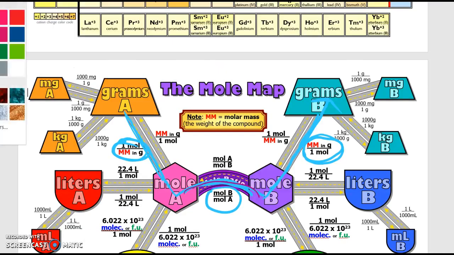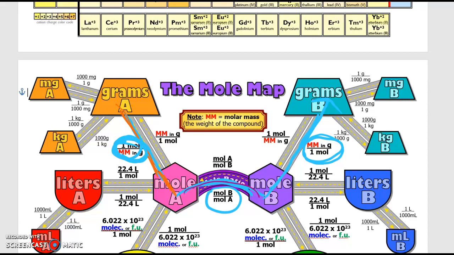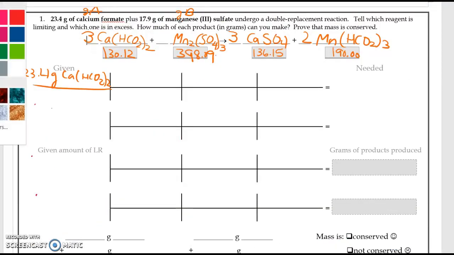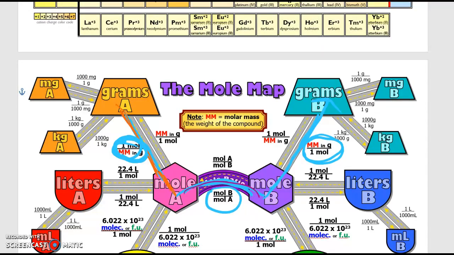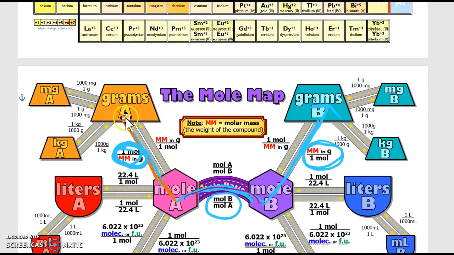So we are going over here, grams of A, and we are going to do 1 mole over molar mass in grams. So let's go back. 1 mole Ca(HCO2)2, and the molar mass we've already calculated. Then let's see what the next step is going from grams of A to grams of B. The next step is mole B over mole A. All right, so we're going to do that.